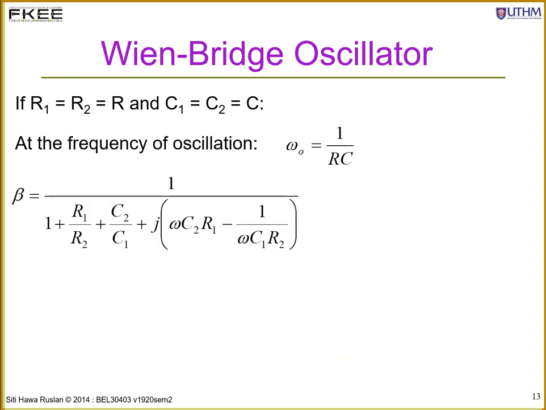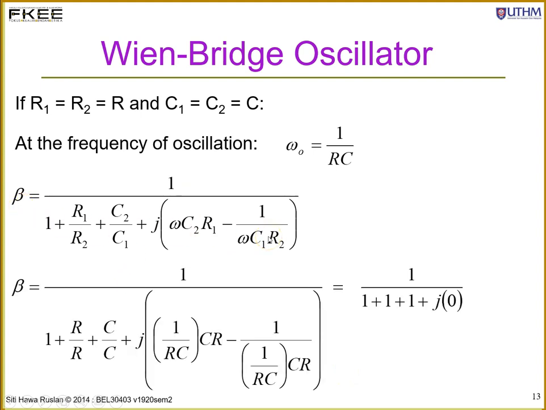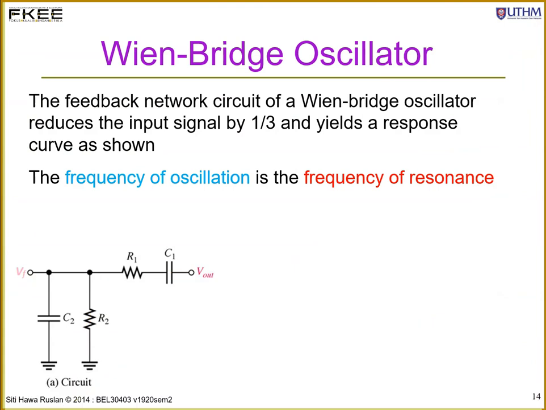And at the frequency of oscillation just now, omega naught is 1 over RC. Substitute into the equation of beta, and you will get the same value. Your beta will equal 1 over 3, okay? This is just another way of finding the frequency of oscillation and finding the value of beta, okay? Now, we know that the feedback network of the Wien bridge oscillator will reduce the input signal by 1 over 3. Beta is 1 over 3.